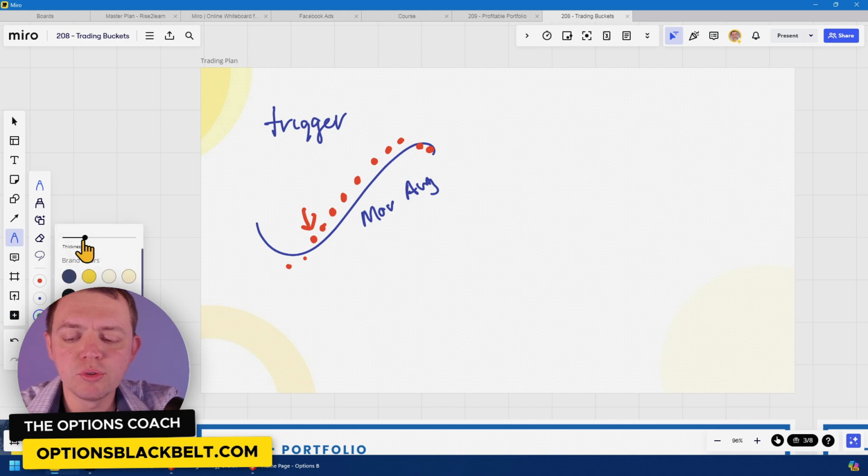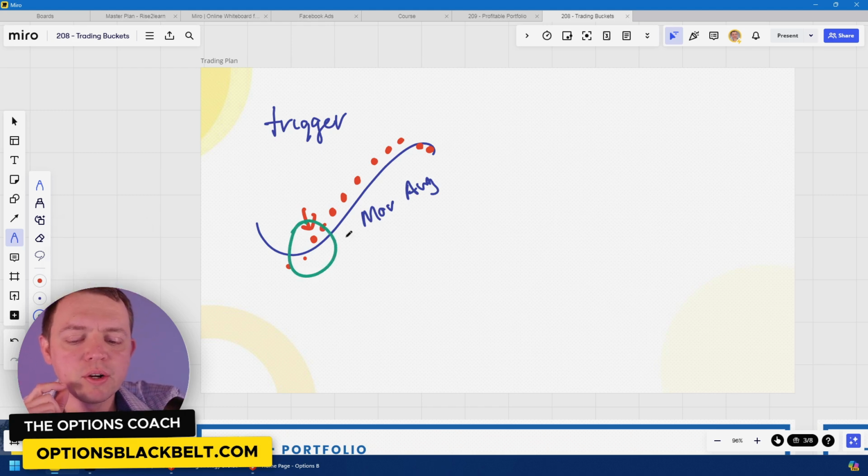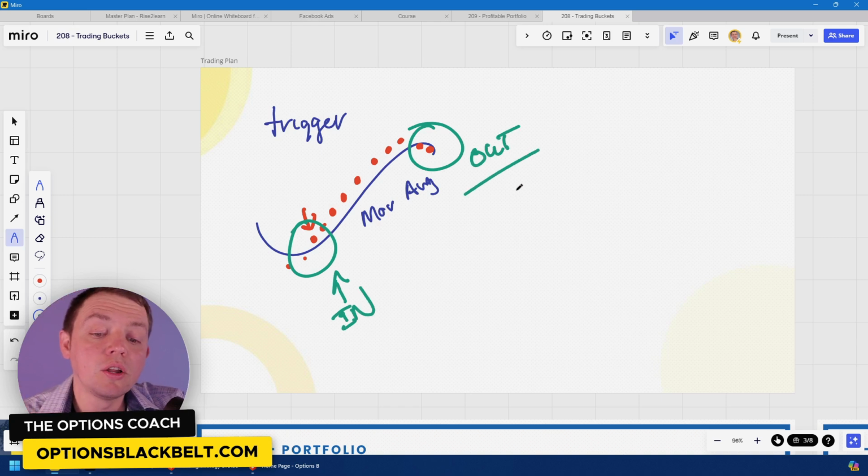It's just more to illustrate a point. Your method of entry or trigger could be completely different, but here we get in and here we get out. So there's our in point, and then there is our out point. This alone has made people 6 figures, 7 figures. Many different traders out there are looking for a simple moving average. They go in, they get out.